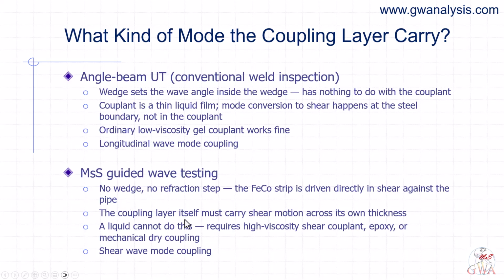The coupling layer between the strip and the pipe must transmit that shear motion directly through the coupling. A low viscosity liquid cannot do this. The couplant itself must be highly viscous in order to carry shear stress. This is why MSS requires high viscosity shear couplant, epoxy bonding, or mechanical dry coupling under pressure. The MSS guide wave testing uses shear wave mode coupling.